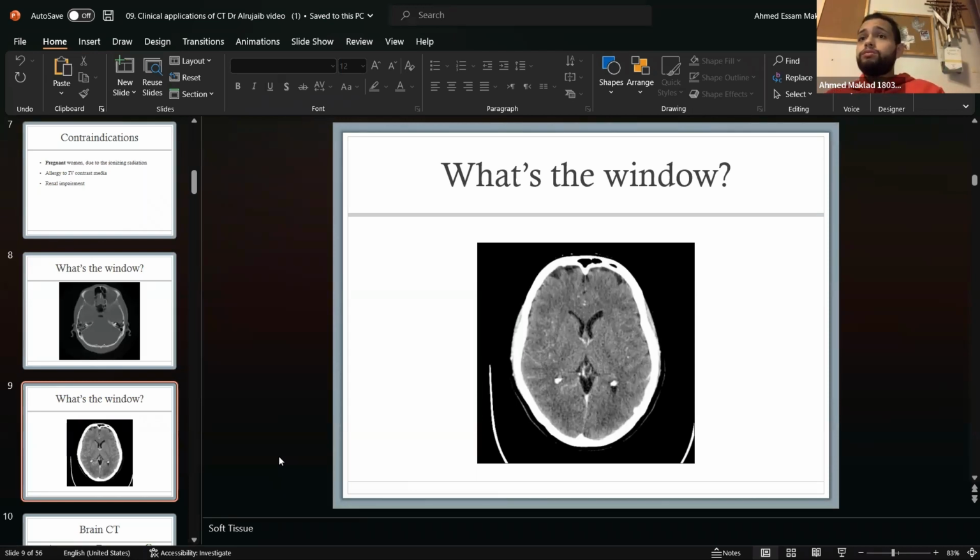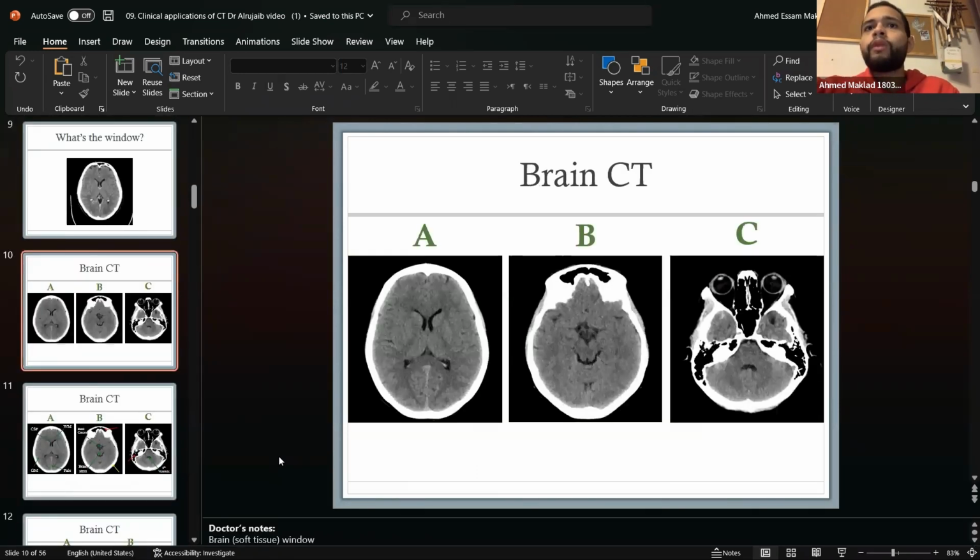You can call it brain window, sure. It is technically brain window, but this is what we call a soft tissue window, right? So keep that in mind. This is a soft tissue window. All right. So nothing really here to show you except that these are different levels of a CT imaging.